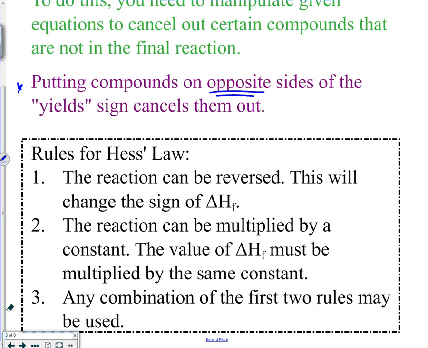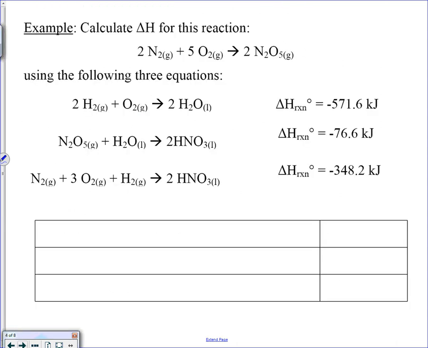So, rules for Hess's Law. The reaction can be reversed. So whatever is a product, I can flip it and make it a reactant. This will change the sign of the delta H. So the change in heat will flip if I flip my reaction. The second thing is a reaction can be multiplied by a constant. The value of the heat will also be multiplied by that same constant. You can use any combination of these rules to get to your final answer.